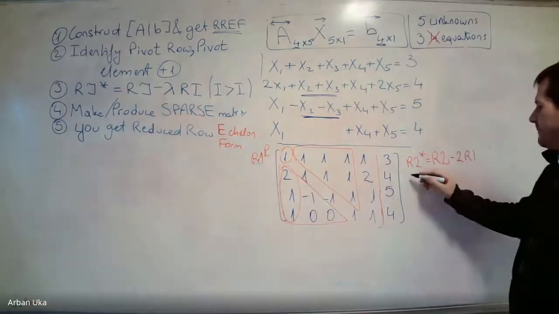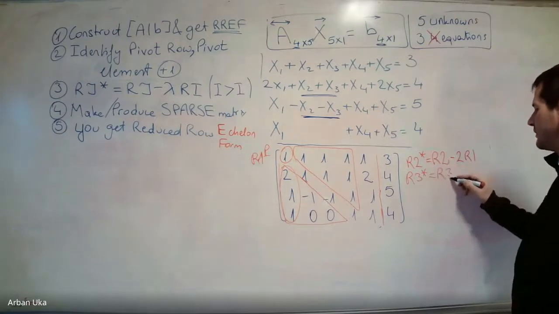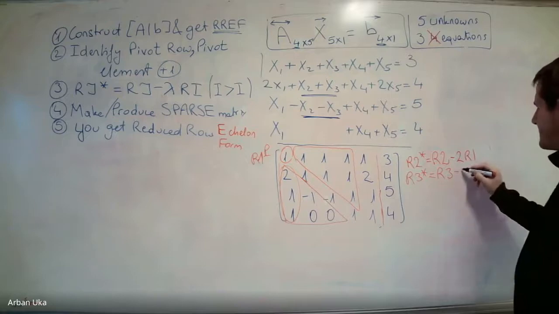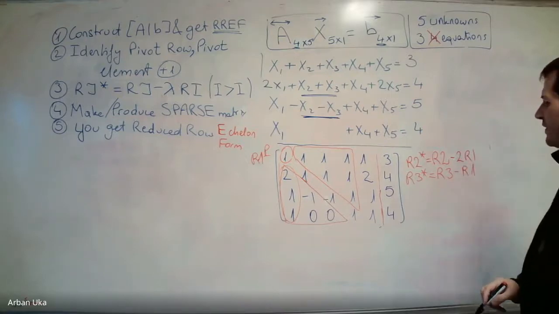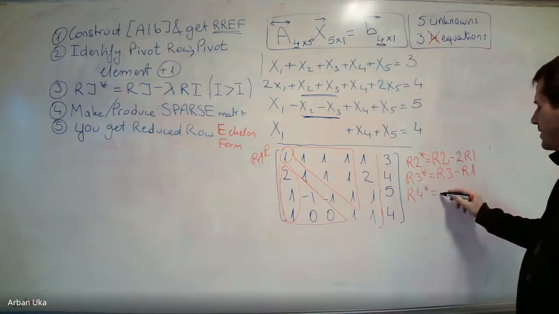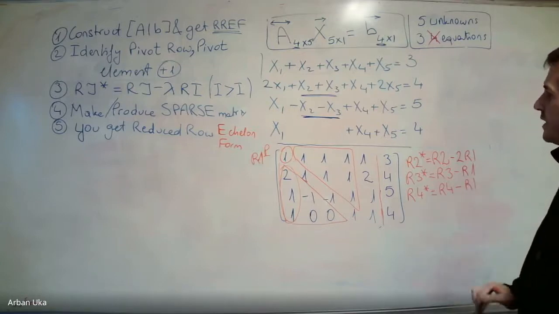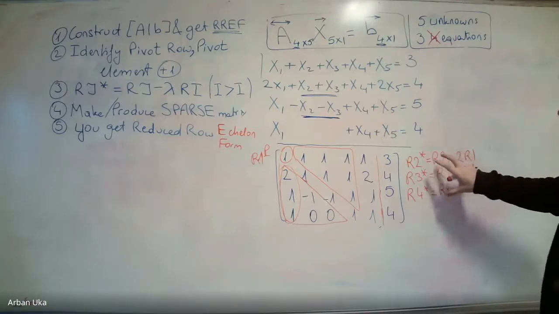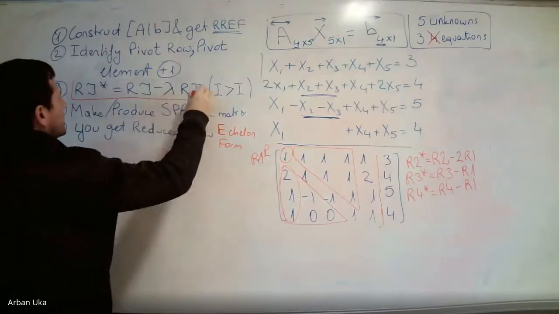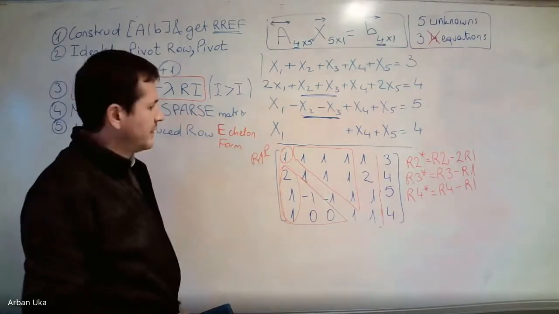Then we have row 3 star, this is equal to row 3, then what? Okay. Then row 4 star, this is equal to row 4 minus row 1. Okay. So these are 3 equations that look like this. And we use these to get zeros from here.